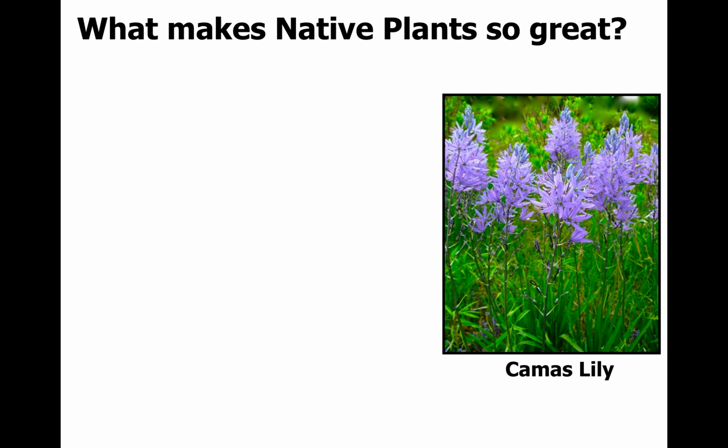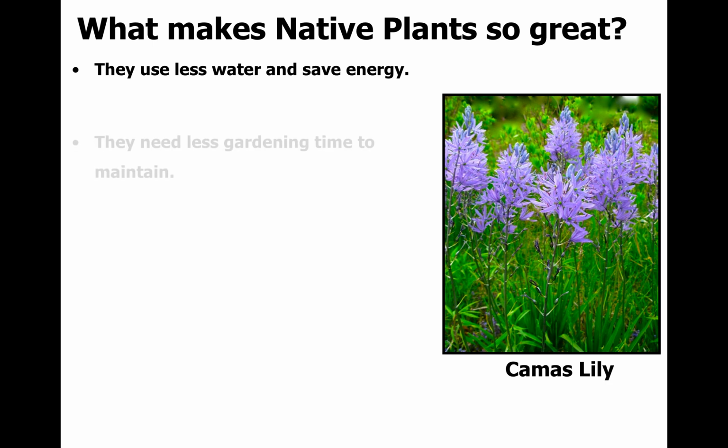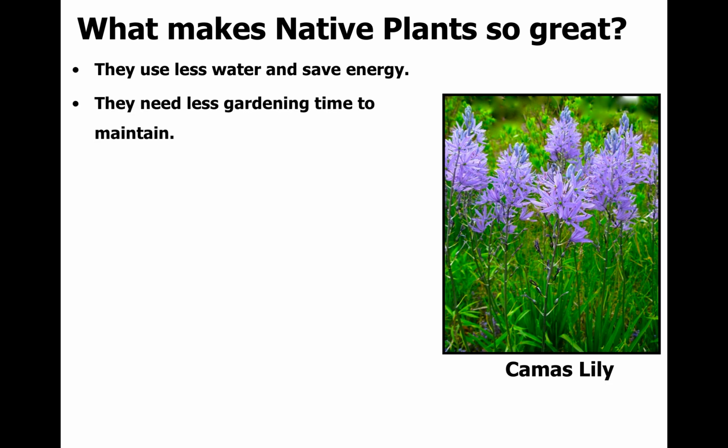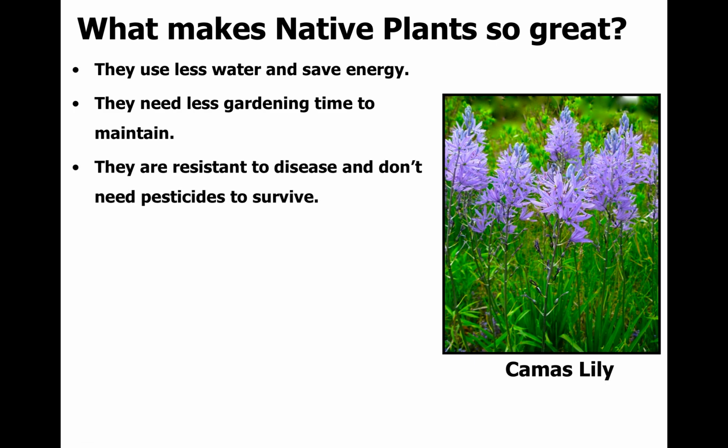So, what makes native plants so great? This is another one called camas lily. They use less water and they save energy. They're meant to live in this environment, so they're used to how much water they get from natural rainfall, and they don't need additional watering like a lawn. They need less gardening time to maintain. They're resistant to disease and they don't need pesticides to survive.